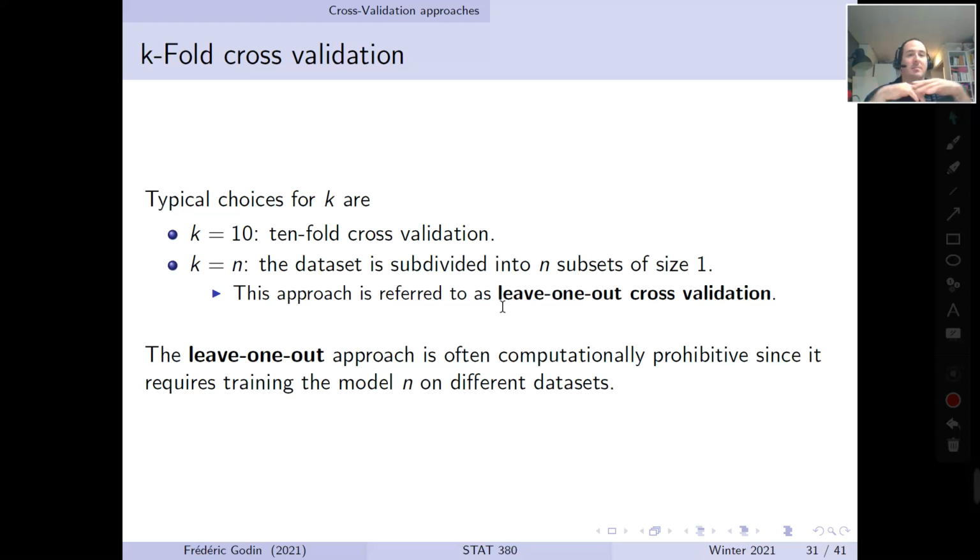So it maximizes the use of data when you do the estimation, but because there are n subsets, and if n is large, you have n iterations to do, so you have to train the model n times. If n is a million, you have to train your model a million times. So we see that for large data sets, this approach is often not practical. Leave one out cross-validation would be ideal, but in practice it's often unfeasible in a reasonable amount of time, so it's not necessarily done in practice.